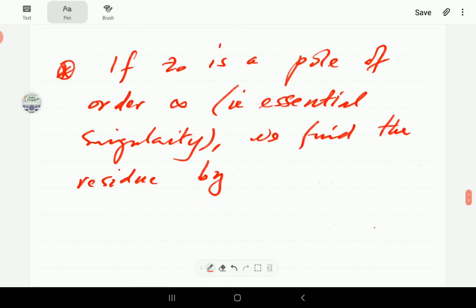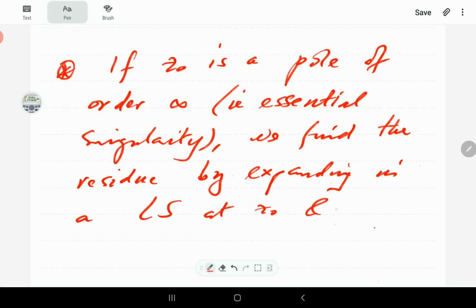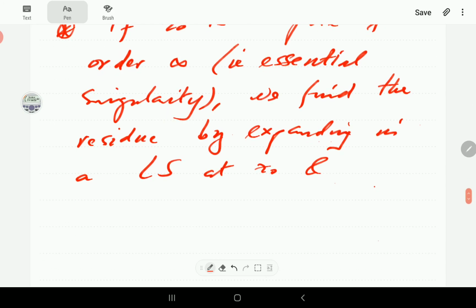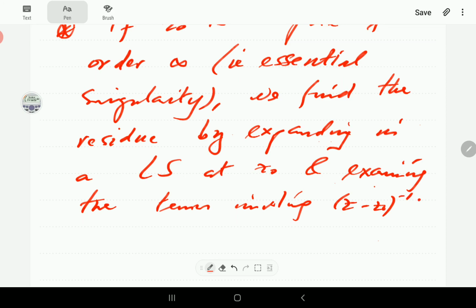So what we do here is we find the residue by expanding in a Laurent series centered at z0, and then examining the term involving z minus z0 to the power -1, because the coefficient of that is going to be our residue.